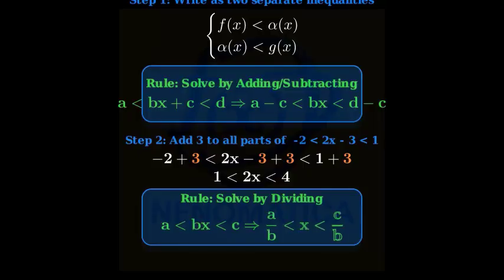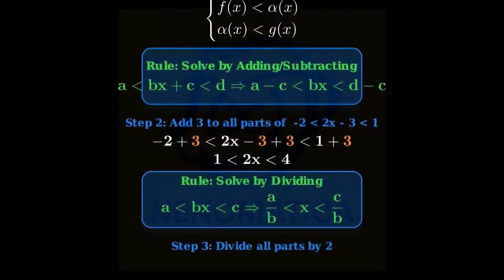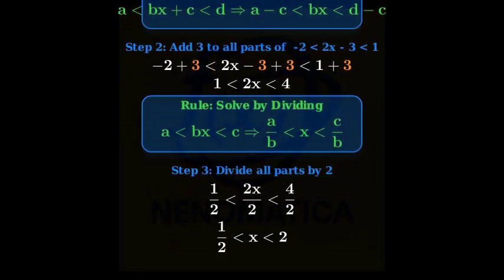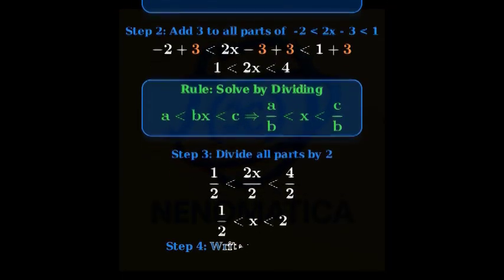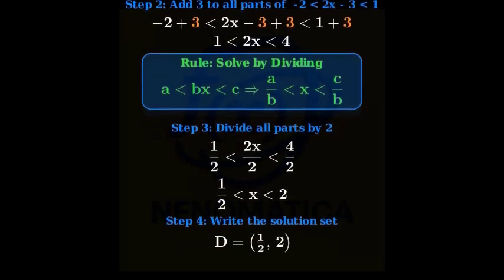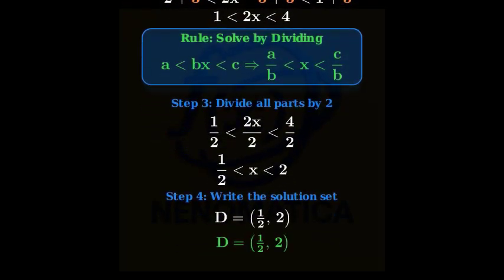Step 3. Divide every part by the same positive number to isolate x. We divide by 2. Show the fractions, then simplify. Step 4. Write the solution set as an open interval. Then show the final answer in green. The interval is 1/2 to 2.